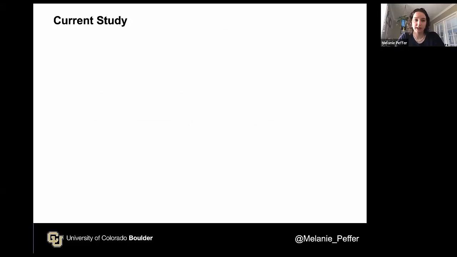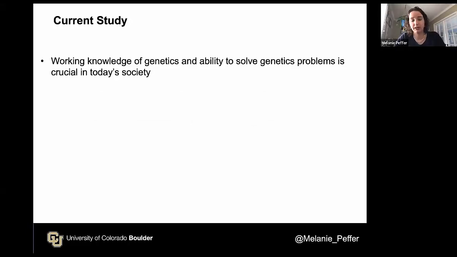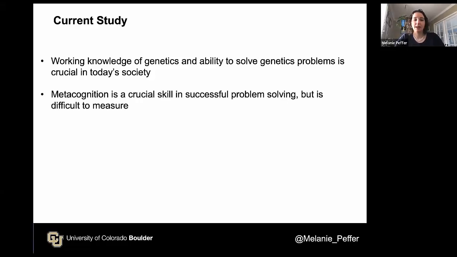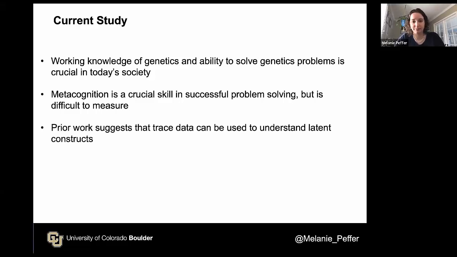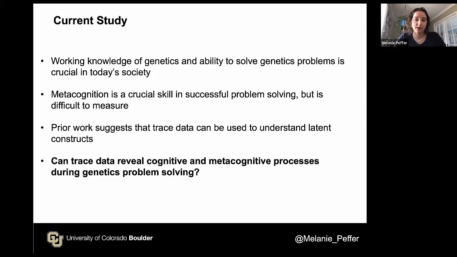Okay, so getting into the current study. As I started with, the working knowledge of genetics and the ability to solve genetics problems is becoming increasingly crucial in today's society as all these new genetic technologies are coming up, and it's necessary for people to be able to reason and solve genetics problems, not just in classrooms, but in the real world. Metacognition is a crucial skill for successful problem solving, but there are challenges with measuring it, but maybe we can use trace data to understand latent constructs like metacognition. So the big research question going into my work is, can trace data reveal cognitive and metacognitive processes during genetics problem solving?